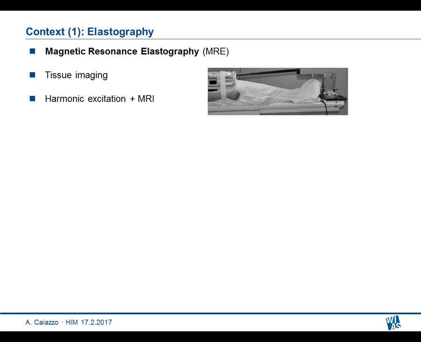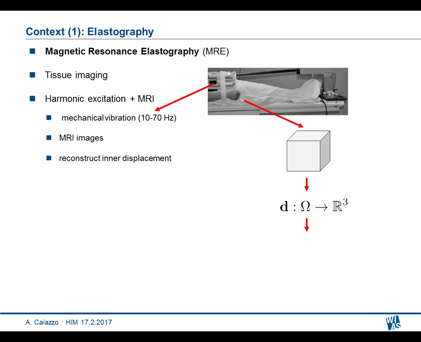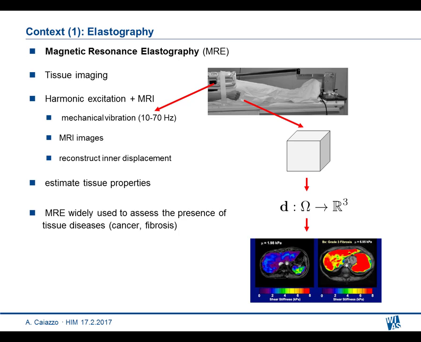Then they record the image by MRI. This is a relatively low frequency, so it's not ultrasound, it's just mechanical vibration. They record the image by MRI, and then for each small voxel space, they have a displacement field. This is what they can manage to obtain. And then from this displacement, they can somehow invert the results and estimate tissue properties in terms of elasticity, so Young modulus or compressibility and so on.